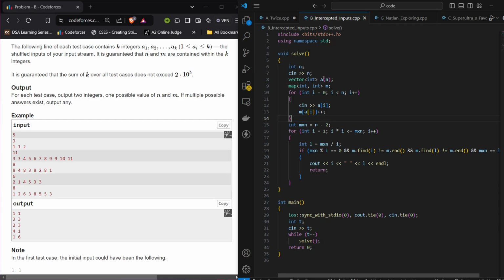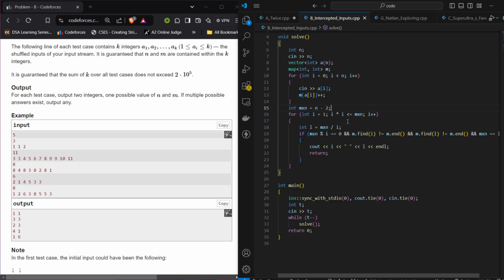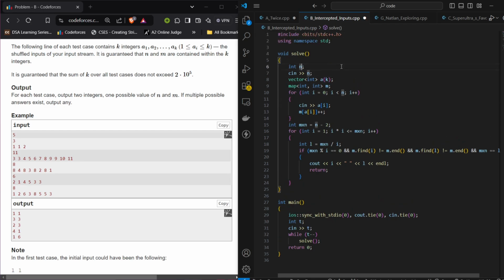Initially I have taken the inputs and stored them. Also I have taken a map and stored all the values in the map. Now I know that n cross m will be the total count minus 2, because the total count is the number of values. Let me denote the total count with k. Now this makes sense: I have k, and n cross m will be k minus 2. So k minus 2 will be my total input, that is, n cross m values will be there, and the two values that are removed are n and m.